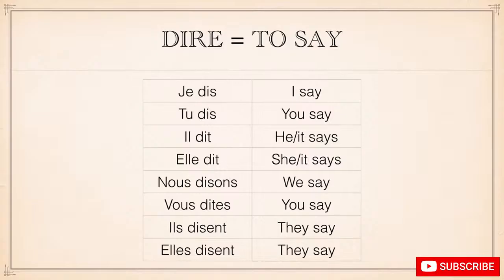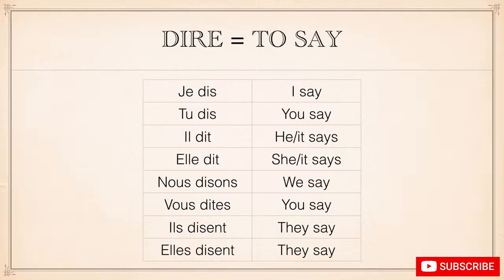So dire is conjugated in this way. Unfortunately, as you can see, all of these will be irregular. So I'll just read out the conjugations and then try and take some notes. And then if you need to review it again, just watch the video again to take down the conjugations. So je dis, tu dis, il dit, elle dit, nous disons, vous dites, ils disent, elles disent.